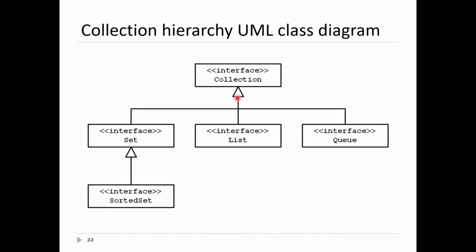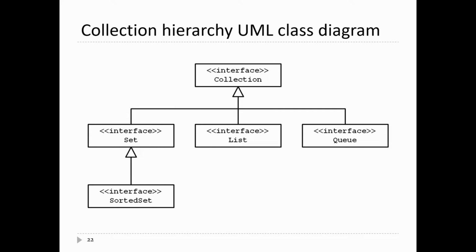This arrow coming from list to collection says that a list is a kind of collection. And so what this means is that everything that's in the collection interface is also in the list interface. And then there's this thing called set. If you follow the line, you get to the arrow, and that says that a set is a kind of collection. So every method in collection is also in set.